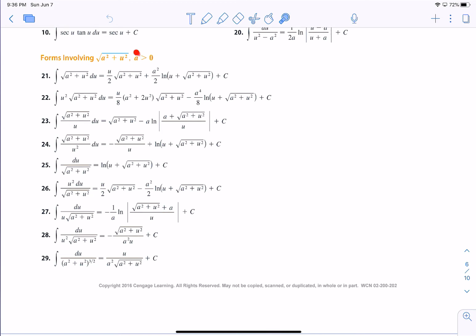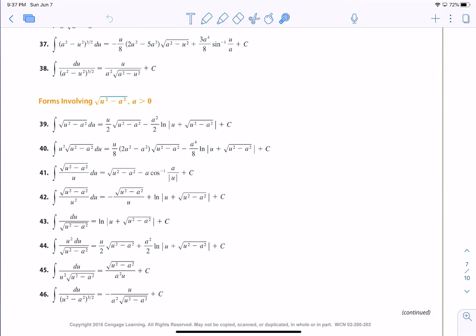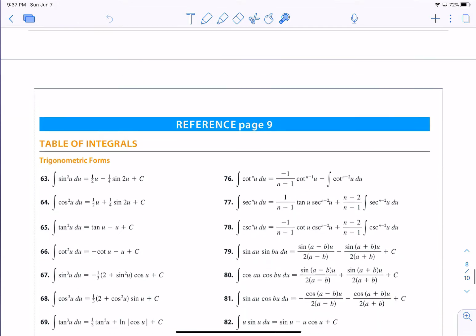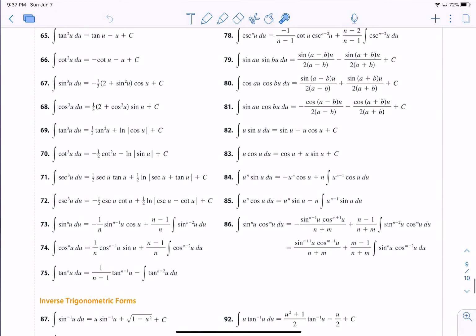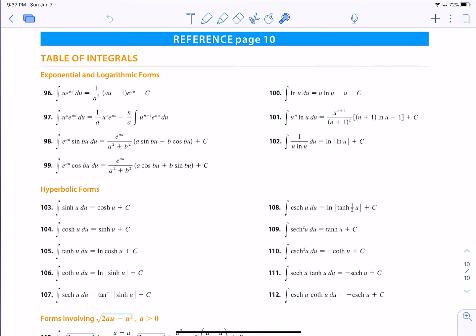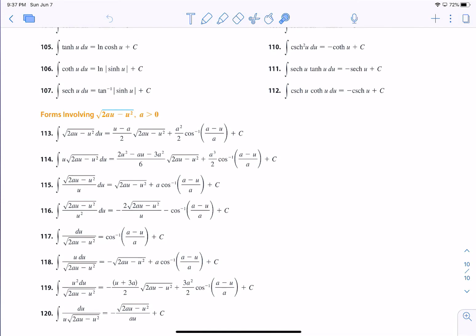We have forms involving the square root of a squared plus u squared, a squared minus u squared in a square root, the square root of u squared minus a squared, forms involving a plus bu, trigonometric forms, almost an entire page of these, inverse trigonometric forms, exponential and logarithmic forms, hyperbolic forms, and finally forms involving the square root of 2au minus u squared. Folks, there are 120 of them at the time that this video has been made in this book. There are bunches more out there that people who do this for a living actually use.